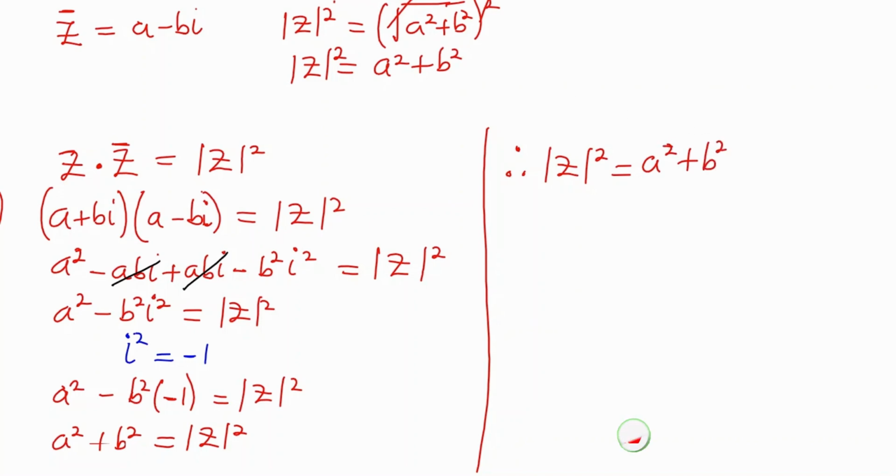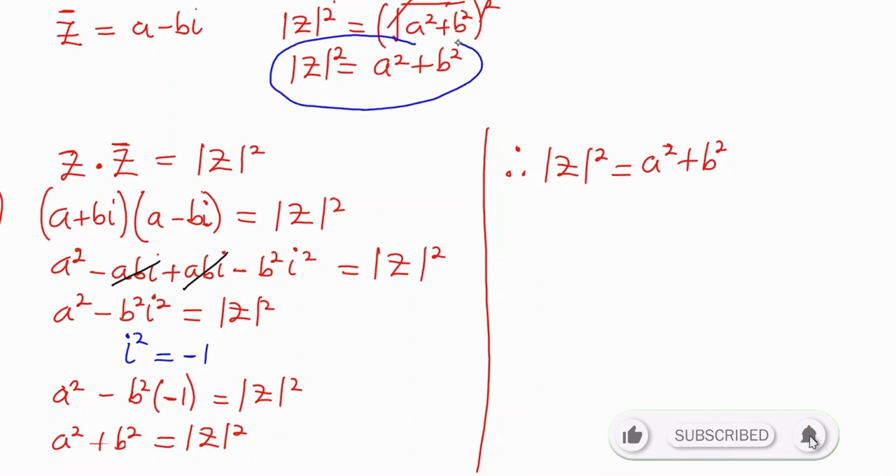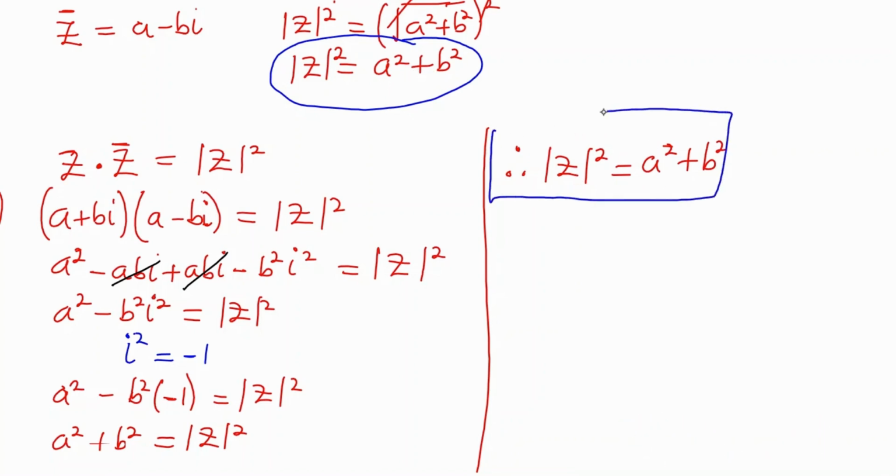Just like we elaborated earlier on, we have been able to prove that for every complex number z, the magnitude squared has the value a squared plus b squared, and that is exactly the same thing as we have here. So we can conclude by saying, hence, for every complex number and its conjugate, we are going to get the magnitude of the complex number squared. So this is all about the proof here.